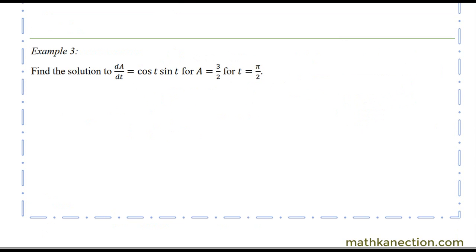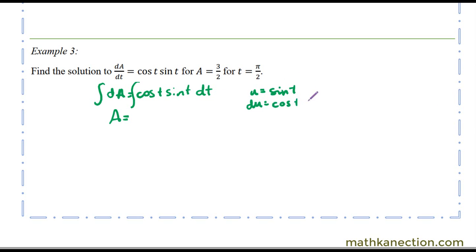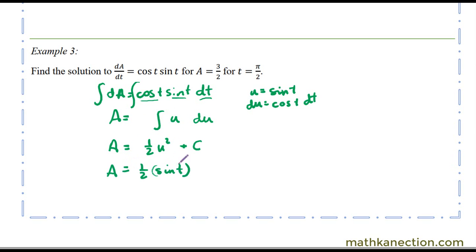Find our solution to the differential equation with the initial values given. So getting the differential, dA is equal to cosine of t sine of t dt. Antideriving both sides, we get A is equal to, needing to use u substitution to antiderive, so let u equal sine t. du is equal to cosine t dt. Cosine t dt is in the problem, so that's du. Sine of t is u. We're going to antiderive u du. So that's 1 half u squared plus c. So A is equal to 1 half sine of t squared plus c.